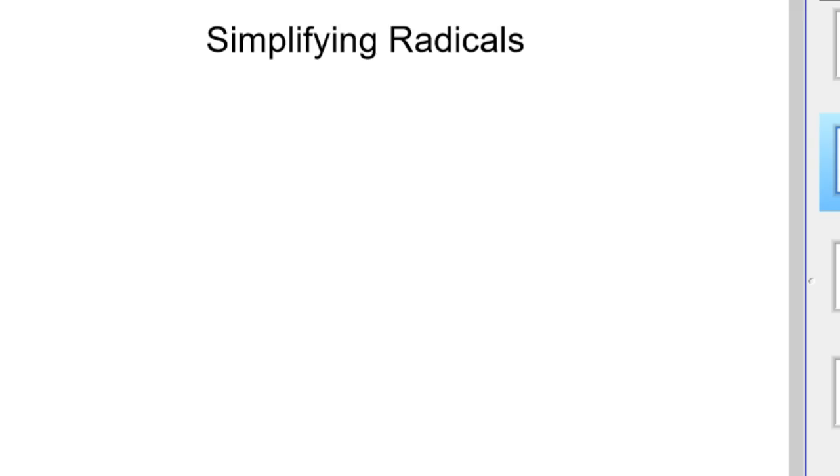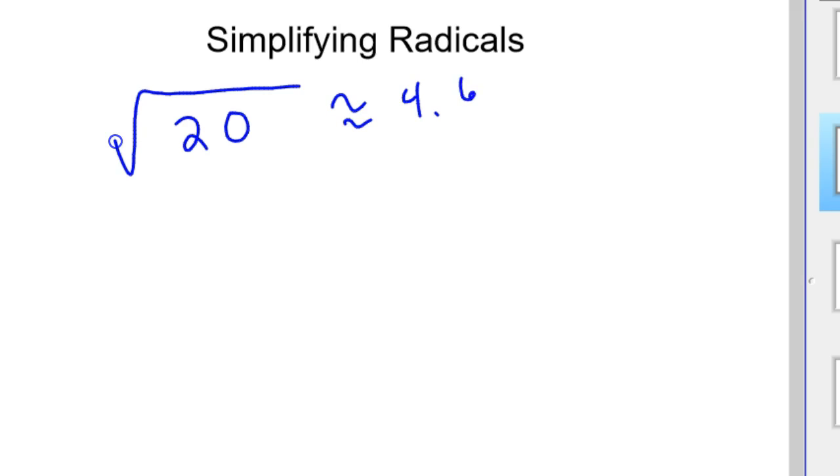So first off, we're going to talk about simplifying radicals, when we have a radical that doesn't necessarily come out even. Like we know square root of 25 is 5, square root of 16 is 4. So this one's probably 4 point something, maybe 4.6, who knows. But you've got to get used to simplifying these, not just coming up with a decimal every time. We're going to simplify these so we get the exact answer.